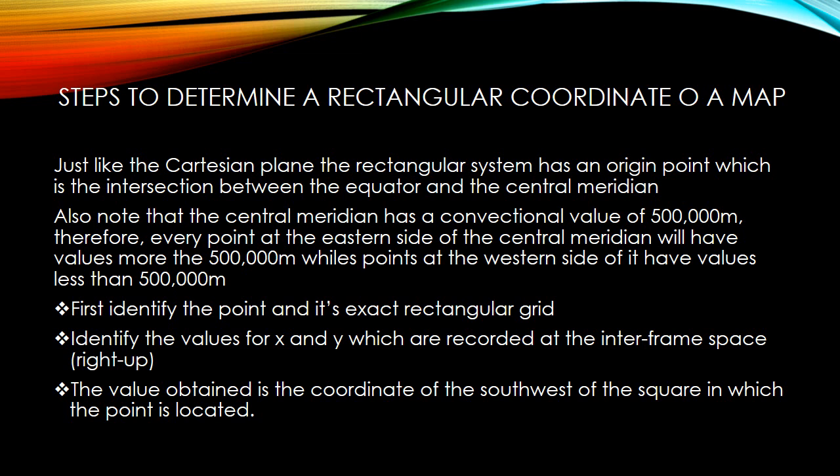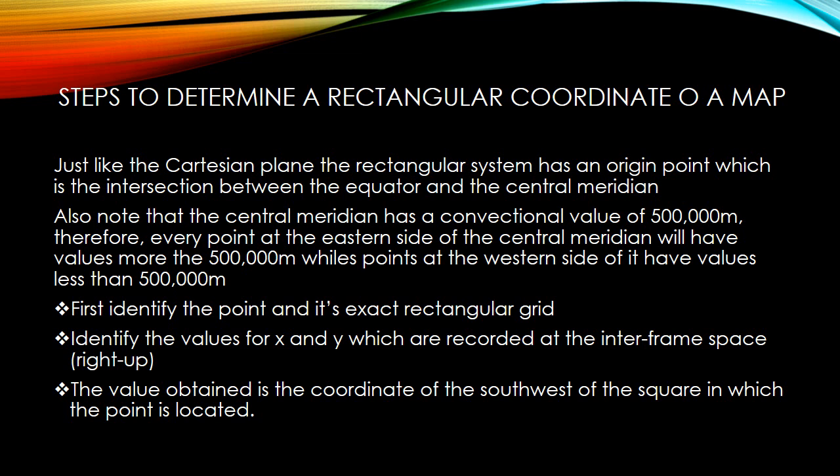Now the steps to determine the rectangular coordinates on a map. Just like the Cartesian plane, the rectangular coordinate system has an origin point, which is the intersection between the equator and the central meridian. Also, it is important to know that the central meridian has a conventional value of 500,000 meters. Therefore, every point at the eastern side of the central meridian has values more than 500,000 meters, whilst points at the western side of it have values less than 500,000 meters.